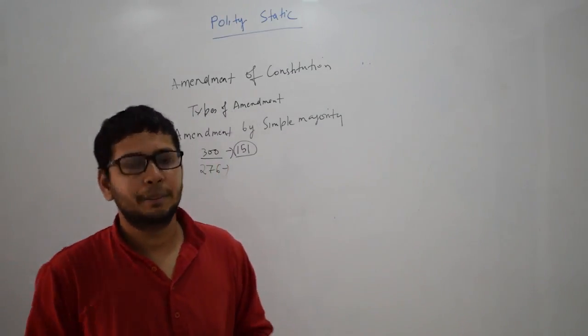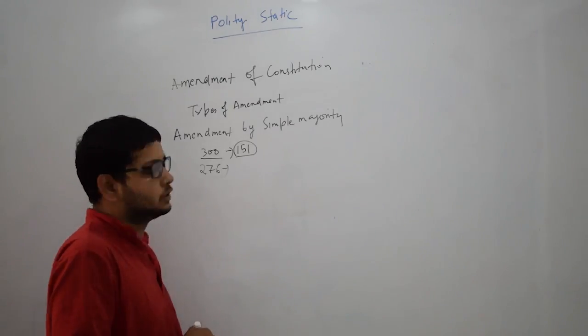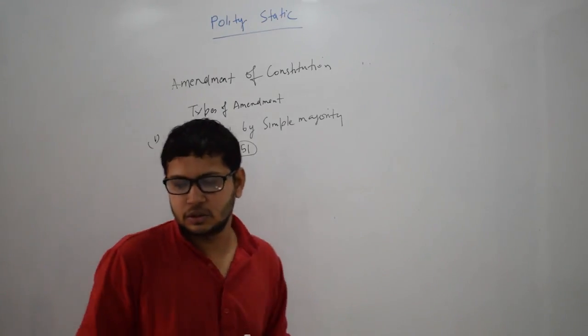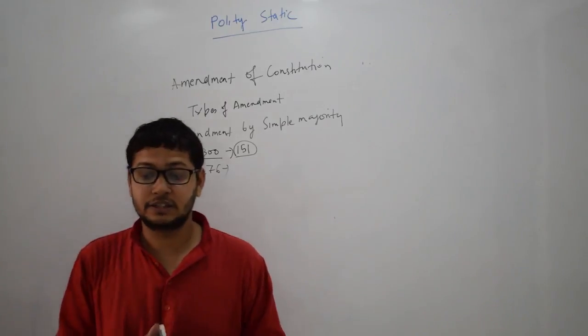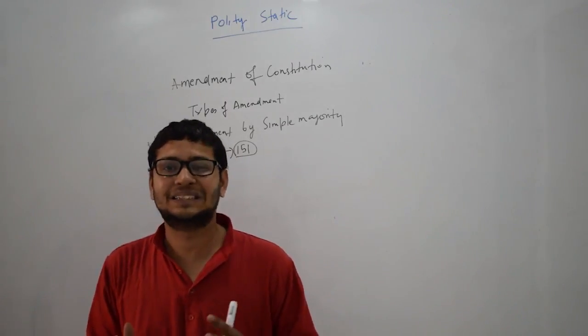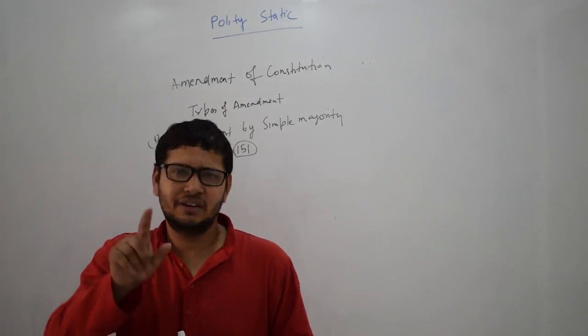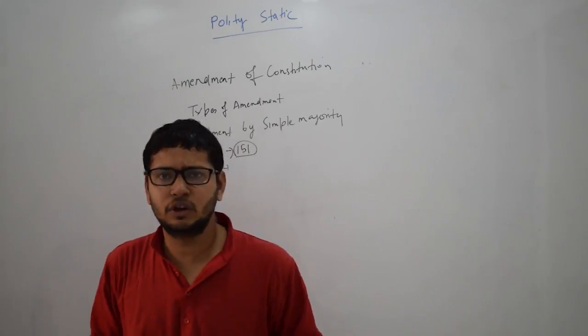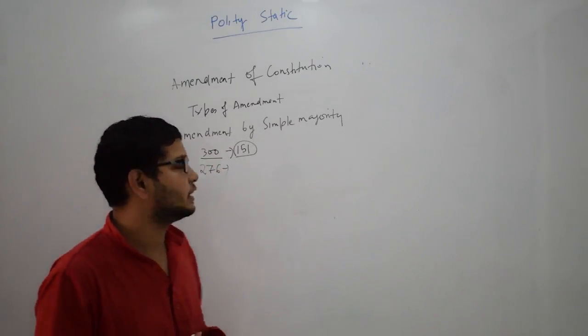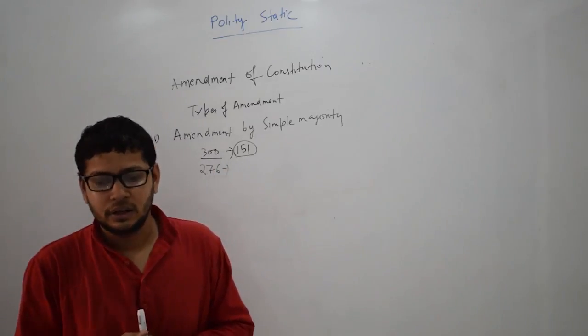The bill will be passed. So there are 18 areas where the amendment could be done by simple majority, and they are given in Lakshmikant, all the 18 areas. I will not waste my time on factual things, as I have told earlier.